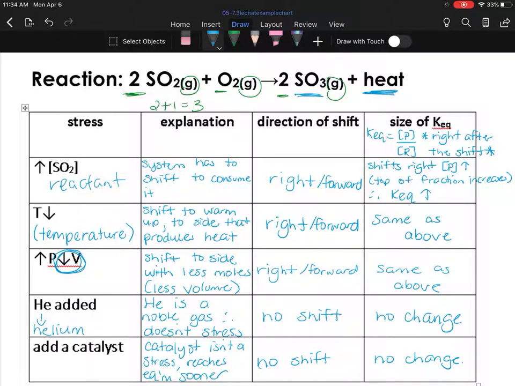Okay, so try as many questions as you can. Tomorrow when we do Le Chatelier graphs, we'll look at it again in a different way to represent it.